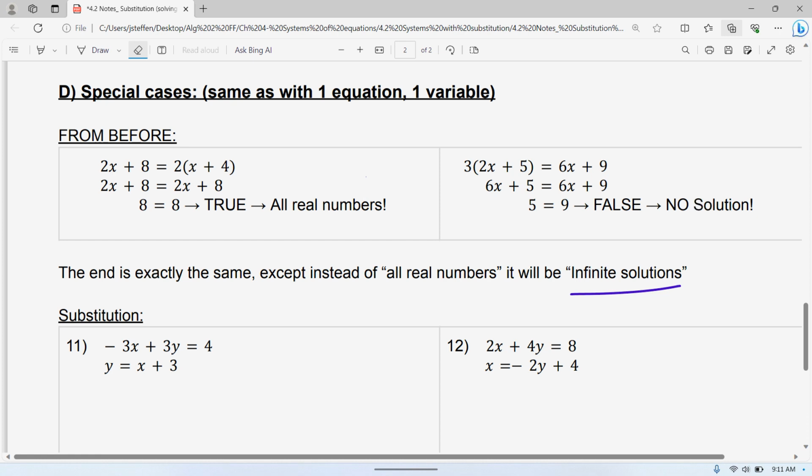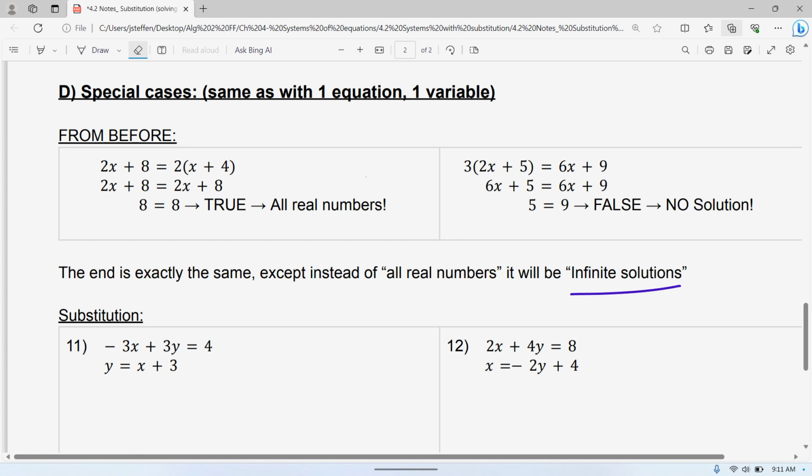So before, when we had a problem like this, we have 2x plus 8 is equal to 2 times x plus 4. We would solve it. We get 8 is equal to 8. That is true, so it's all real numbers. So that's what we did before, when we land on one variable. Or the other option, where everything cancels out and you end up getting something that's false. So that's what we used to do.